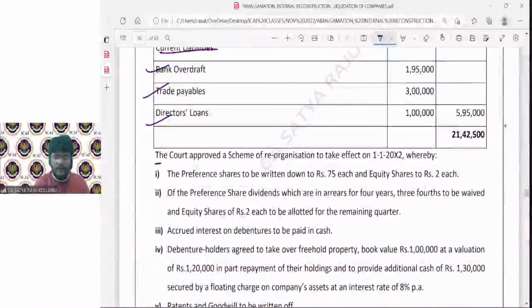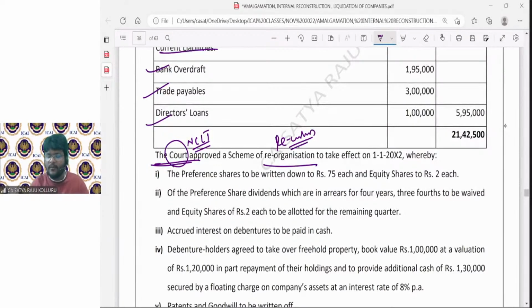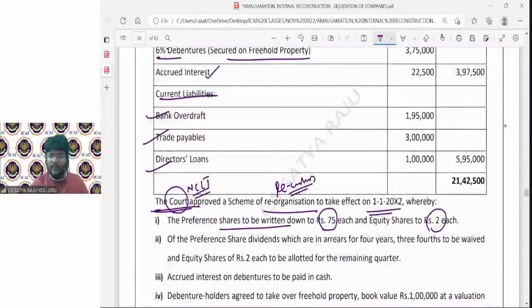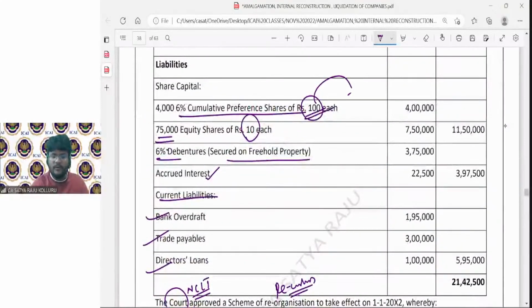The court. Here, what is the meaning of court? NCLT approved a scheme of reorganization, which is nothing but reconstruction, to take effect on 1/1/2012, whereby the preference shares are to be written down to 75 rupees each and equity shares to 2 rupees each. Now, if you observe, preference share capital face value is 100. Now, each 100 rupees is written down to 75 rupees.